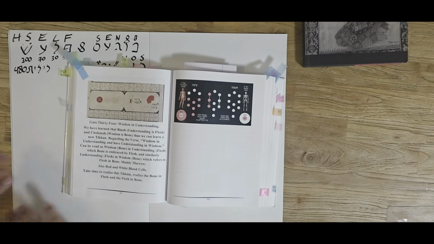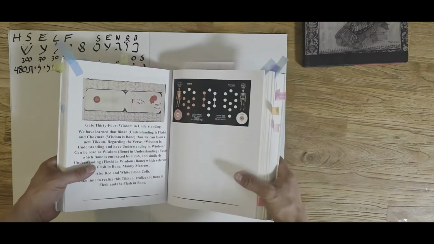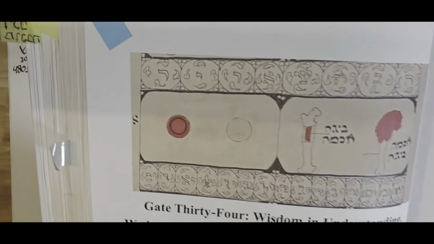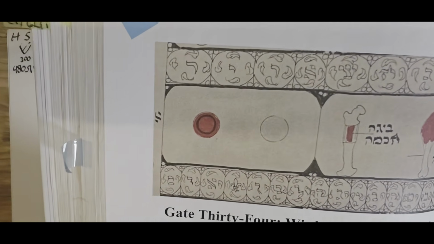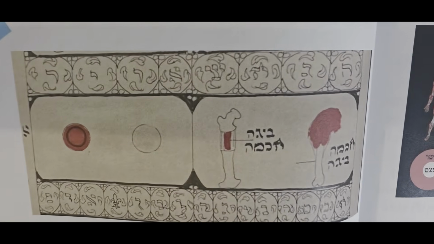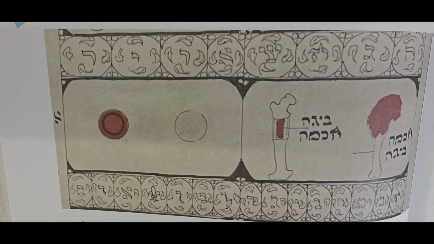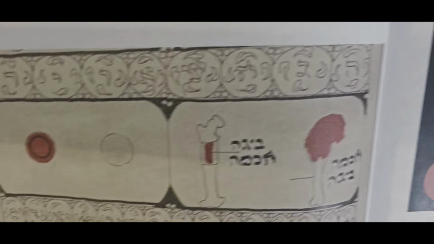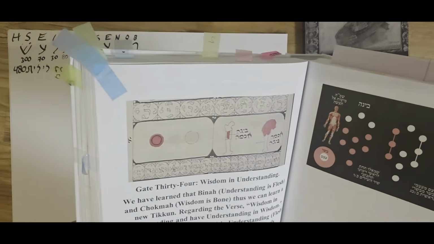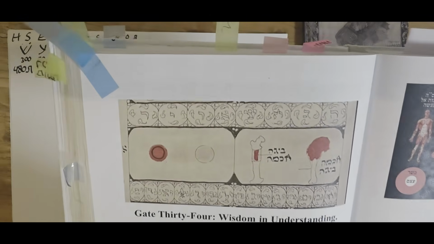I can also lift it somewhat. So now, here you already see it, the tikkun. Left dot is flesh, right is whiteness, bones. Then you see the bone with the flesh in bone, and then you see the bone in flesh. Okay? Ima in Bina in Chochma, Chochma in Bina.